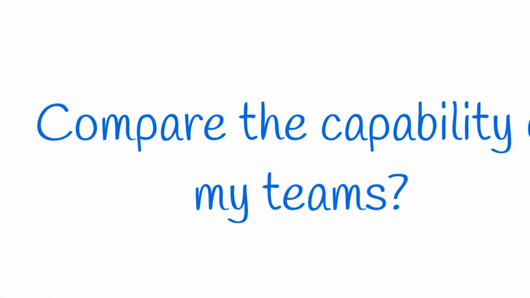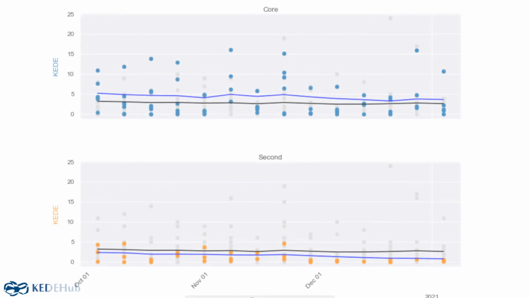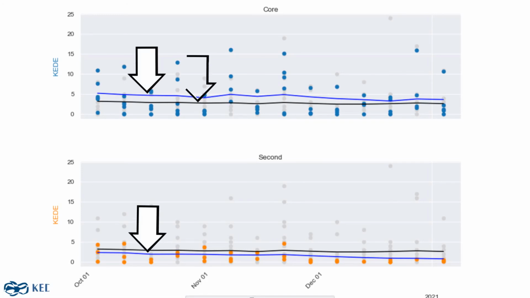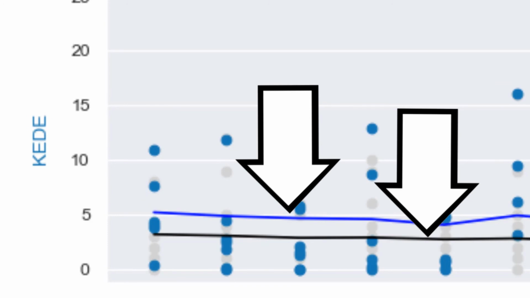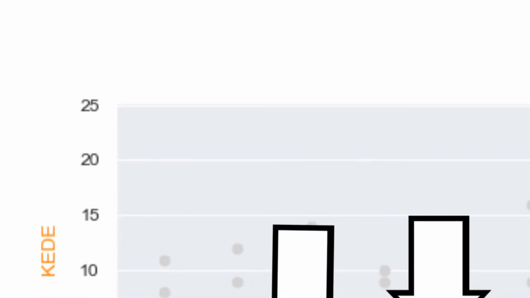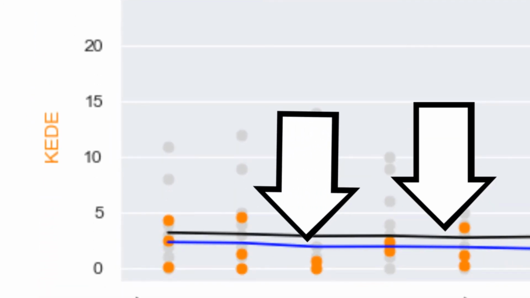You can also compare the capability of your teams. This diagram shows a time series of weekly KEDE values for two teams for a selected period across all projects. Each team's average capability is presented by a dark blue line. On both diagrams, the black line is the average weekly KEDE for the company. We see that the first team's average capability is higher than the company average. The second team's average capability is less than the company average.